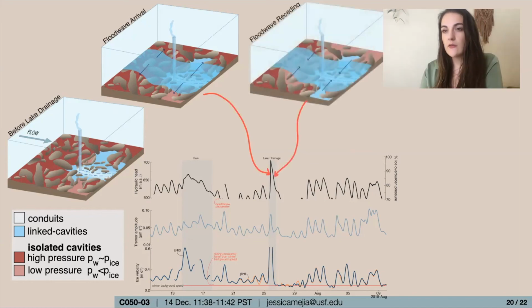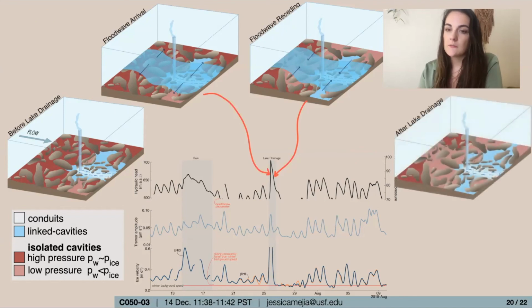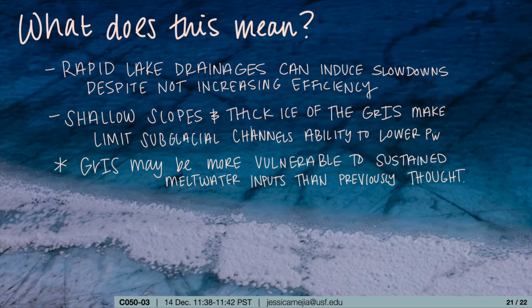As the flood wave receded past our site, floodwaters would have drained through these new connections back towards the most efficient conductive parts of the drainage system. For the remainder of the melt season, isolated cavities that retained their connection to the distributed system would have maintained pressures below overburden, unlike before the event, thus eliminating their lubricating effect. These results mean that rapid lake drainages can induce slowdowns, despite not being able to increase the efficiency of subglacial channels.